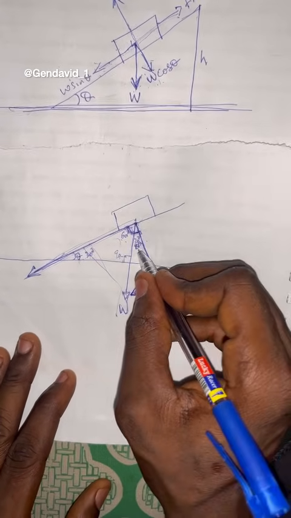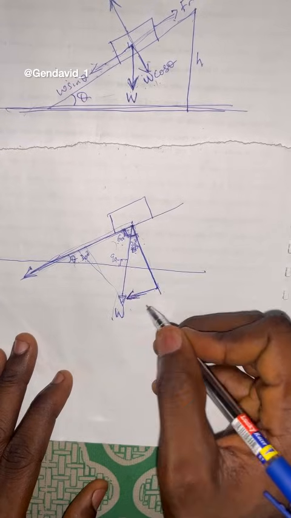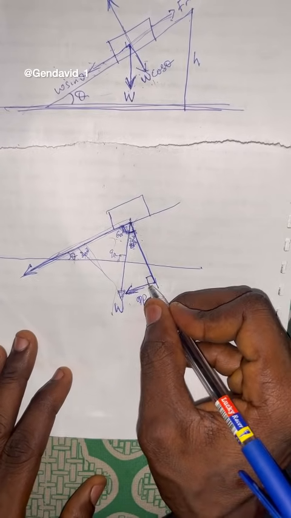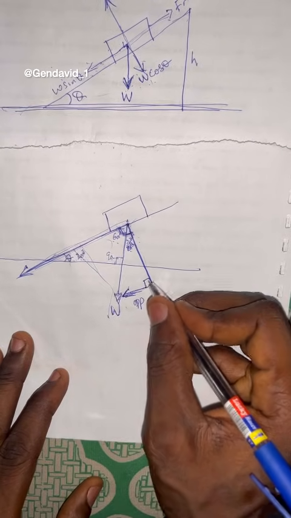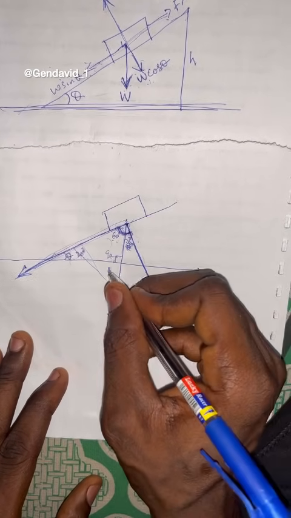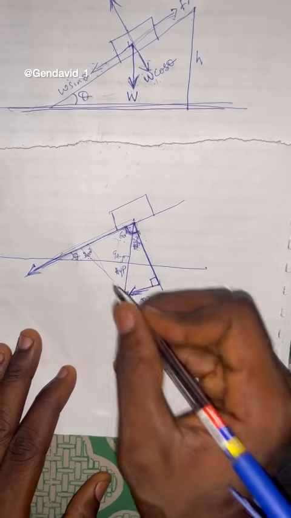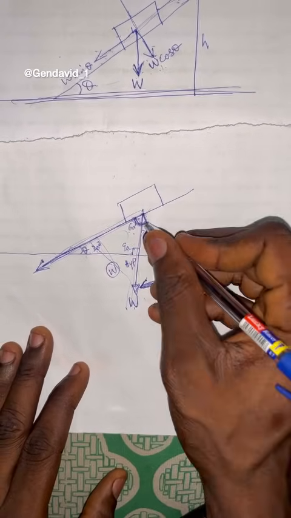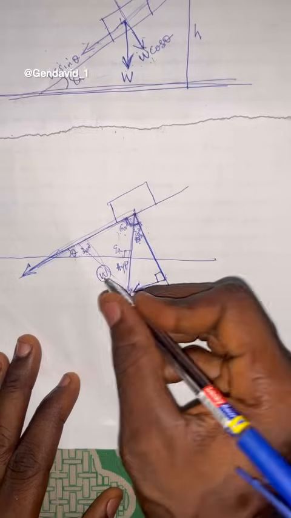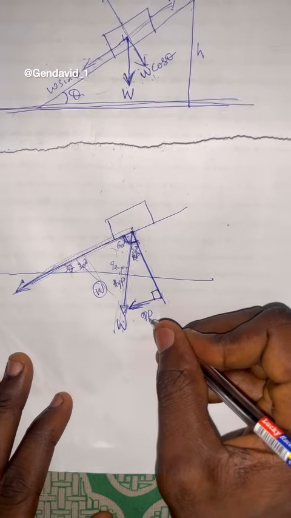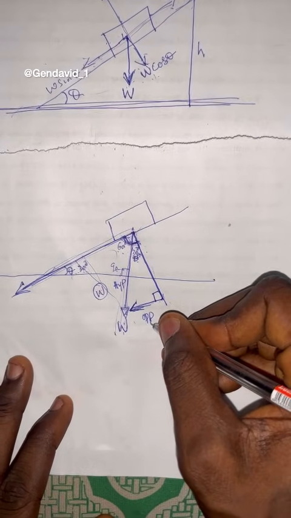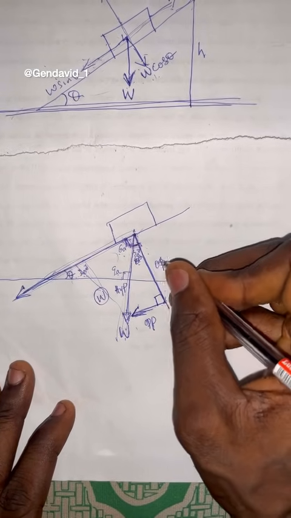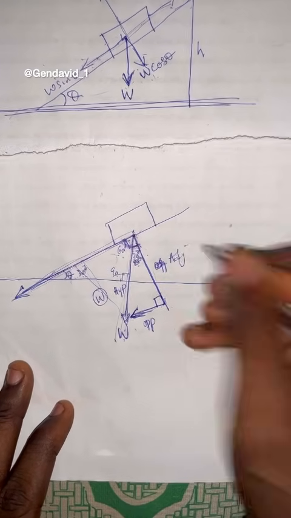Now if this is theta, anything opposite the theta is called opposite. And this angle is also 90 degrees. So anything opposite the 90 degree angle is what? It is the hypotenuse. And this hypotenuse is what we know as our weight, that's the line of the weight we draw. So this hypotenuse is the weight. And this side is opposite, because it is opposite the angle that we have here. And the third side will now be adjacent.